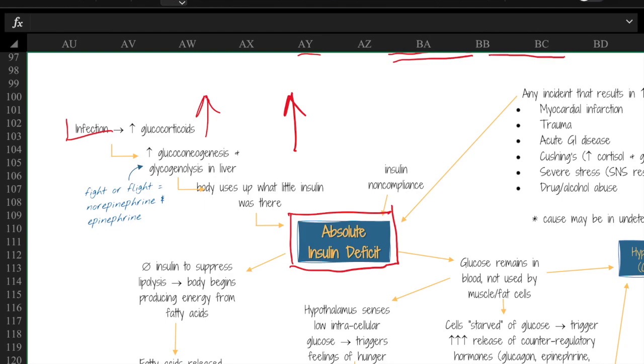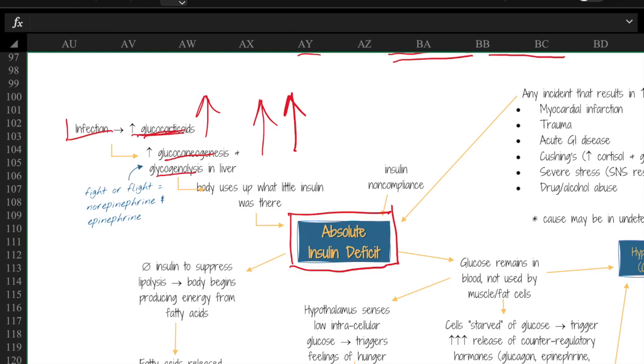And so when you have these counter-regulatory hormones increasing and taking over, they're going to cause gluconeogenesis, they're going to cause glycogenolysis in the liver, and both of those are going to create even more glucose and add that to the blood. So now not only do we have an insulin deficit, now we have the body actually creating more glucose. And you can see how this is a recipe for disaster.